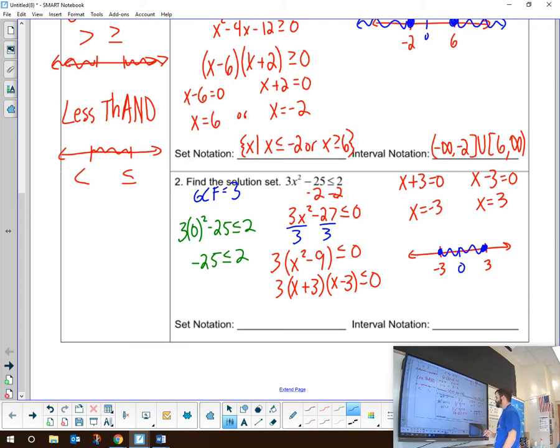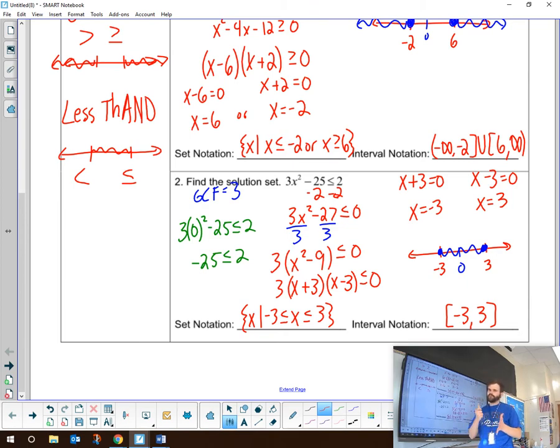So now let's write my set and my interval notation. For my set notation, I'm going to write all numbers of x such that x is greater than or equal to negative 3 and x is less than or equal to positive 3. Now my interval notation. For my interval notation, what I'm going to do is I'm going to just go brackets, negative 3, comma, positive 3, and close off those brackets.